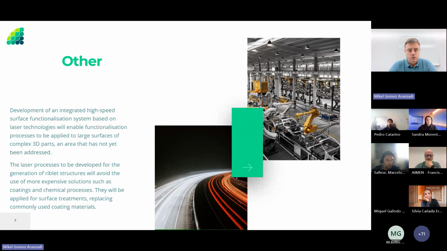The other area in which we have focused is to try to preview in what other sectors we could expand this technology. So that's why we have focused on 3 different laser technologies, not only to focus on these two sectors, but also to expand this technology once the project has ended.